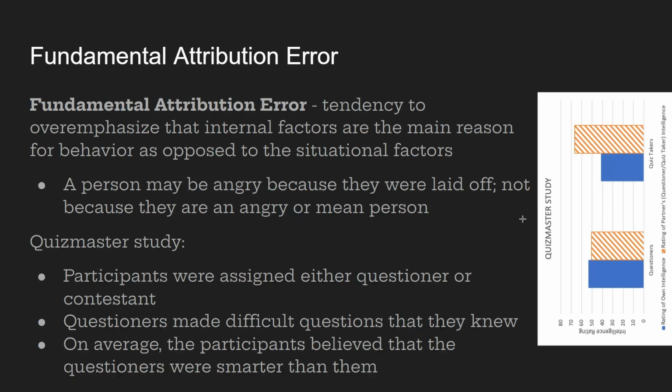Its participants were assigned either questioner or contestant. Those were their roles. The questioners made difficult questions that they knew, and on average, the participants believed that the questioners were smarter than them because they didn't get questions right that the questioners knew. And then here's the bar graph of what it looked like for the responses.